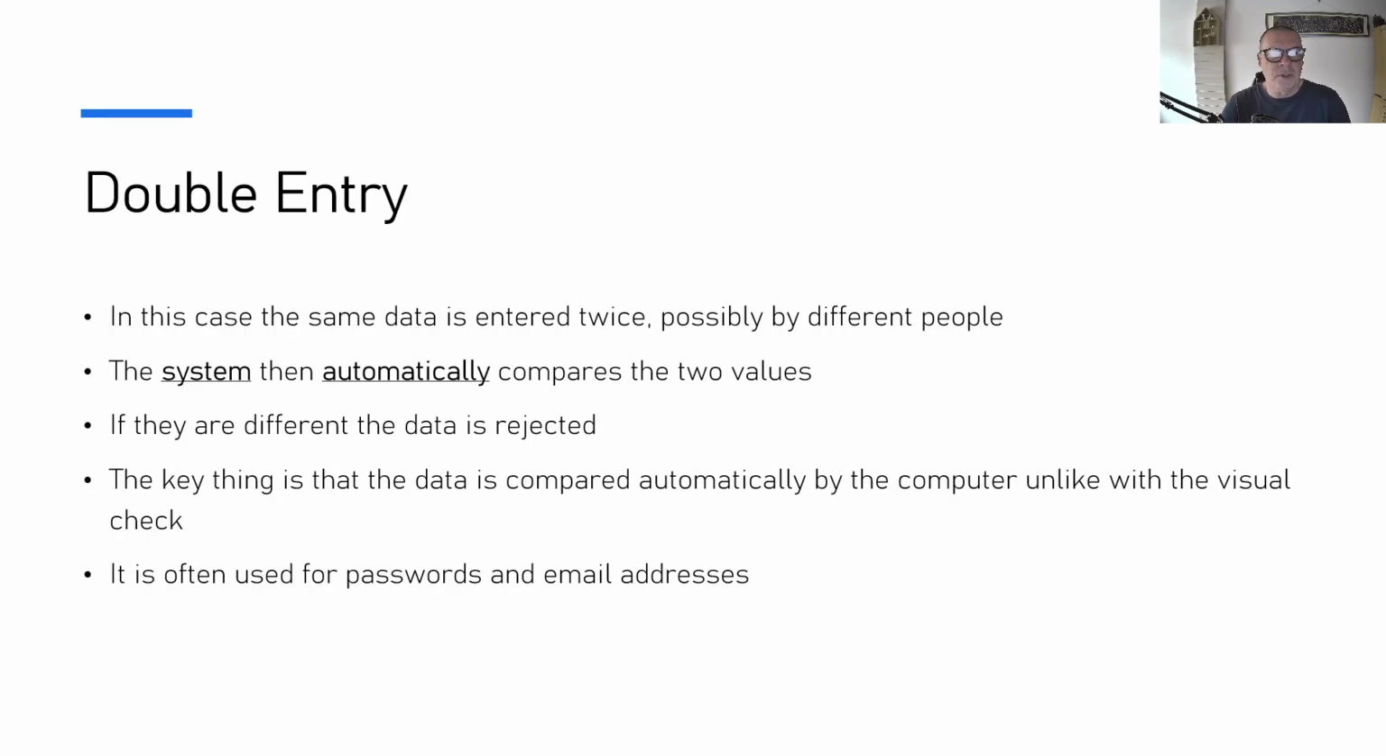And then there's double entry. In this case, the actual data is entered twice, and possibly by different people. The system then automatically compares the two values, and if they're different, the data is rejected. The important thing here is that data is compared automatically by the computer, unlike with visual checking, which is relying on the human. You often see this for passwords and email addresses where it asks you to enter that twice. So it will cut down on some errors, but again, it's quite easy to make the same error twice.